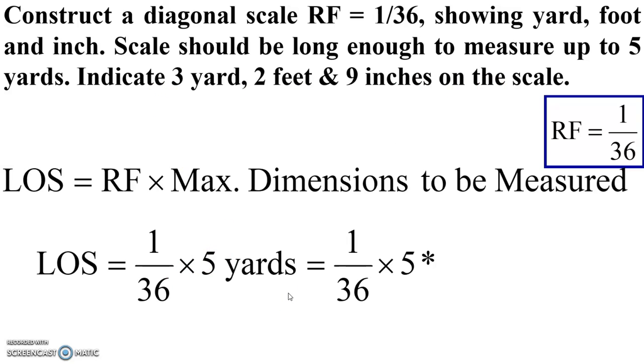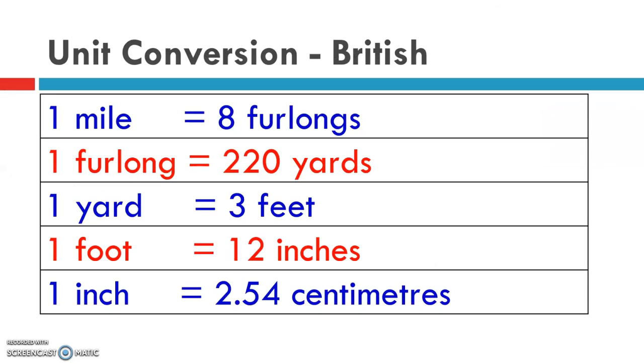Now as we have discussed, we have to get the answer of LOS, that is the length of scale, in which unit, whether it is centimeter or inch? Yes, you are right. Here we have to get the answer of LOS in inch, because in the numerical the units given are the British units. So we have to convert the 5 yards into inches, and for that we have to remember the relationship between yard and inch. So let us see the unit conversion for the British system. 1 yard is equal to 3 feet and 1 foot is equal to 12 inches. That we are going to use.